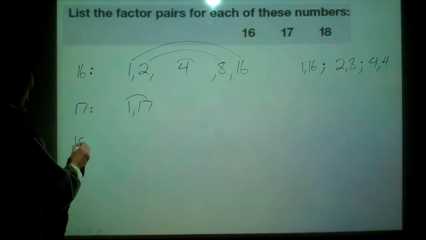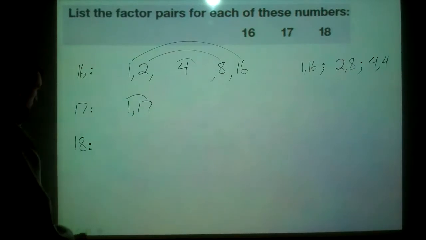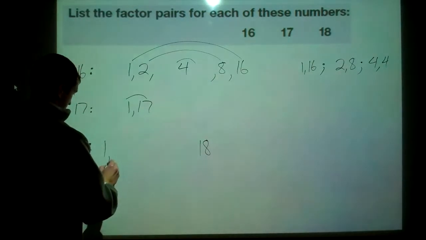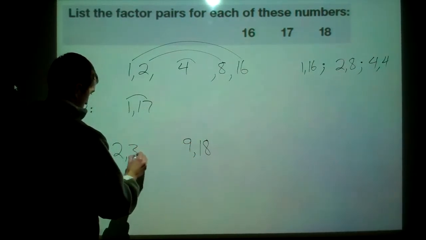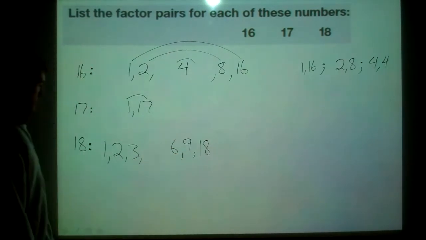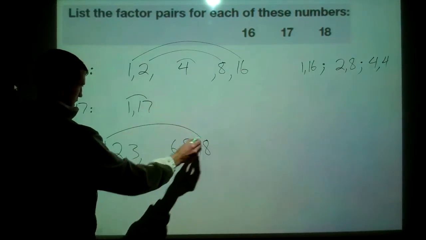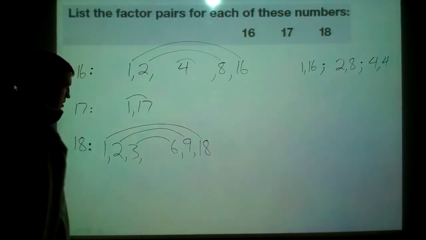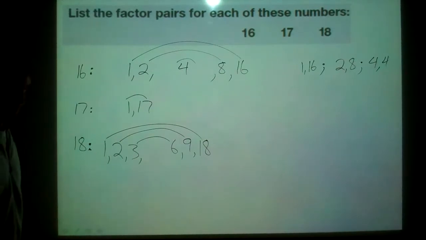18. 18 has a few. We've got 1 and 18. We've got 2 and 9. We've got 3 and 6. Any other ones? Nope, I don't think so. So we've got 1 and 18, 2 times 9, 3 times 6. So there we go. Those would be the factor pairs for those numbers.